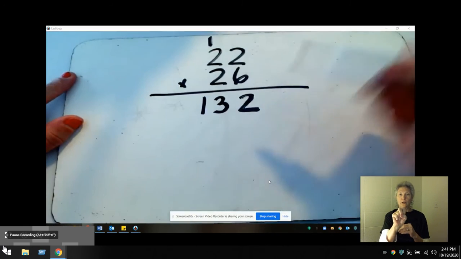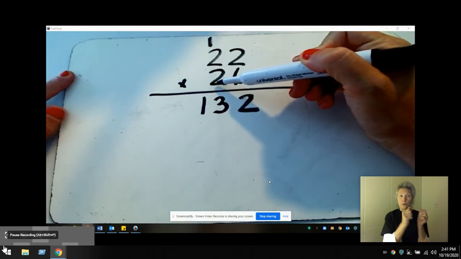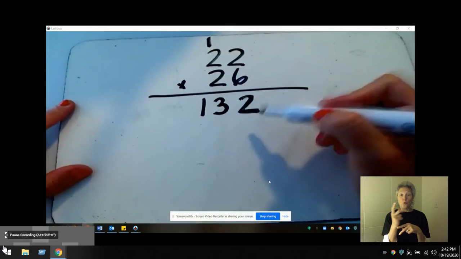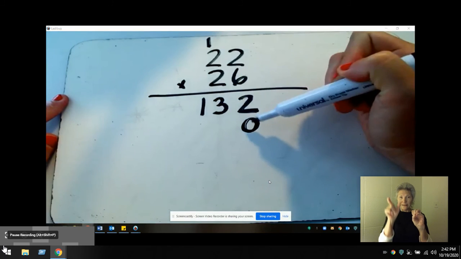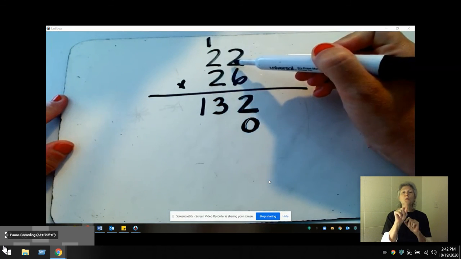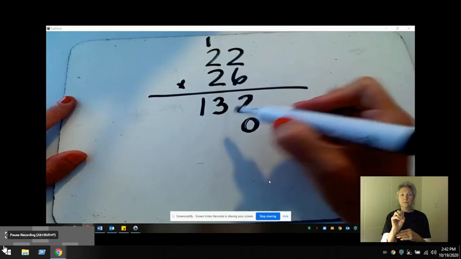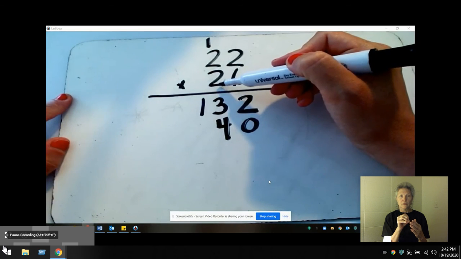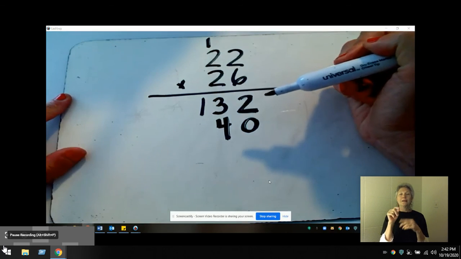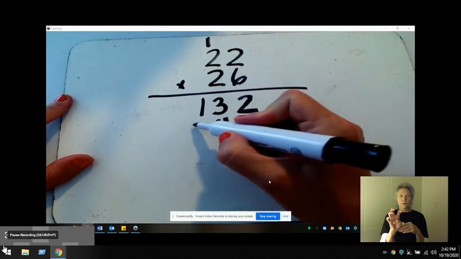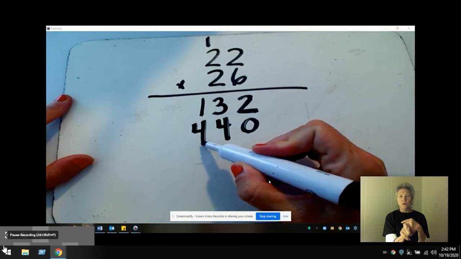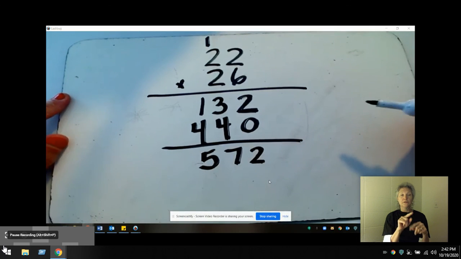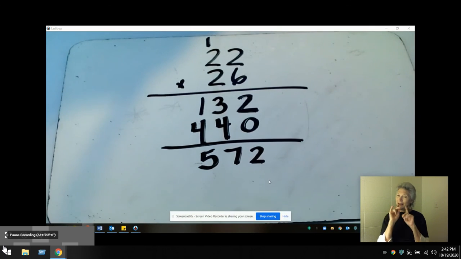Okay, so 132. Now I'm going to start with my 2 tens and 26. I know that when I multiply tens by ones, I'm not going to have any ones, okay? So I can put a 0 there. So 20 times 2 is 40. So I'll put 4 here. Okay, and then 2, or 20, times 20 is 400. So I'll put a 4 here in my hundreds place, right? Because that means 400. And now I'm going to add these together to get 572, which is the same answer I got the last way that I solved it.